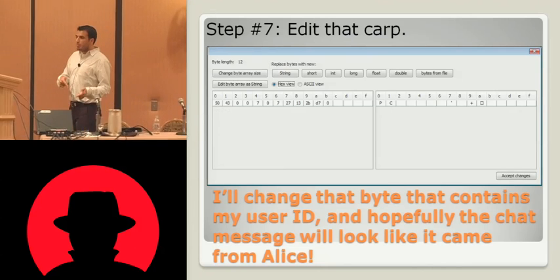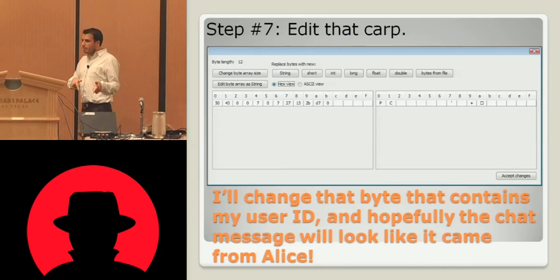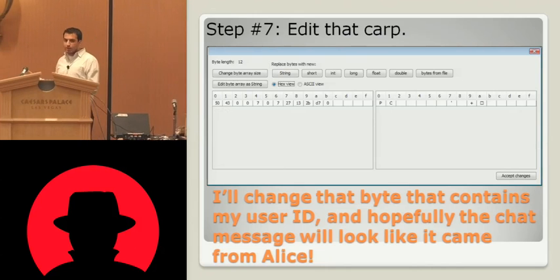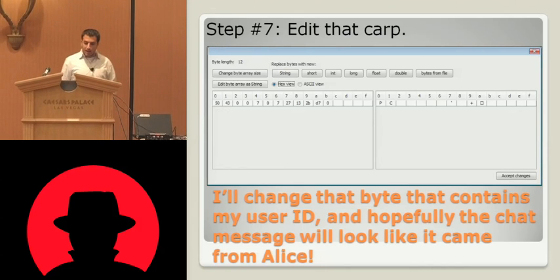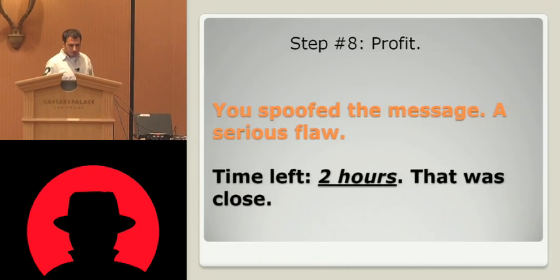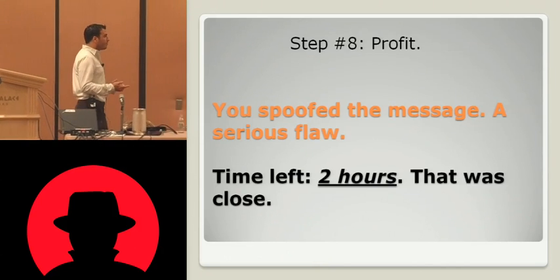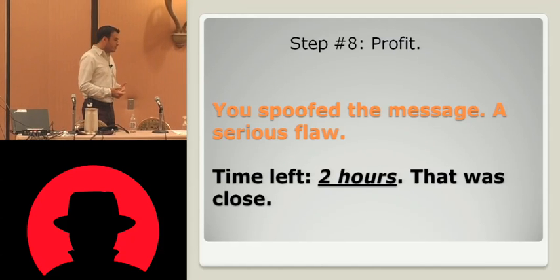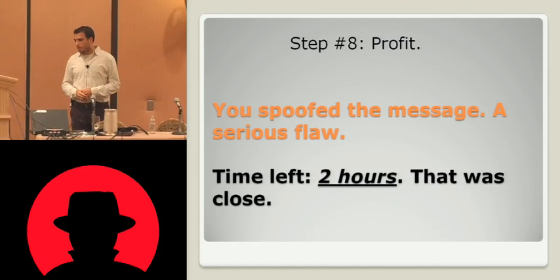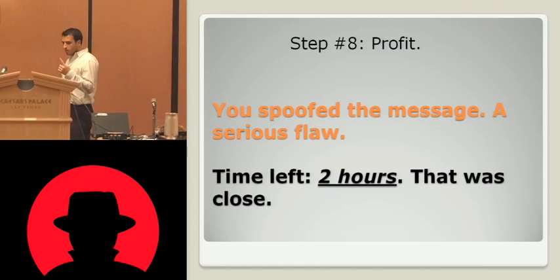So I'm going to change that message. I'm going to change that byte so that it's the byte of my adversary. Alice is her name. So that worked. The chat message appeared as if it came from Alice, and we feel like we earned our money for the week because we found one serious flaw.